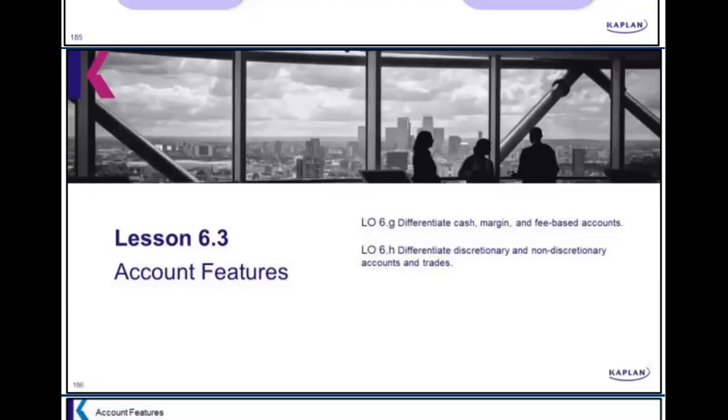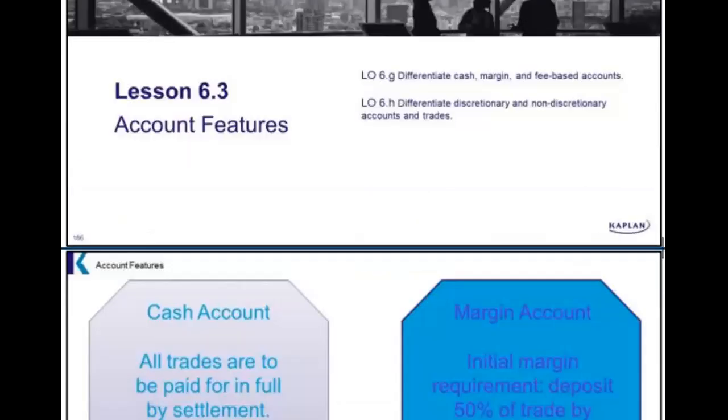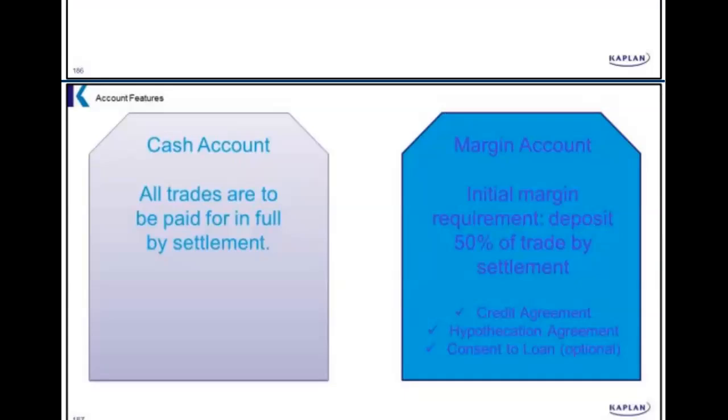Let's go ahead and take a look at some different types of features that can be attached to these different types of accounts, if permitted. Most of the accounts we just discussed, we'd call a cash account. Our trades will be paid for in full by the settlement date. Then we have our margin accounts. A margin account says that we would be required to deposit up to 50% of the trade by the settlement date. The remaining amount can be borrowed.